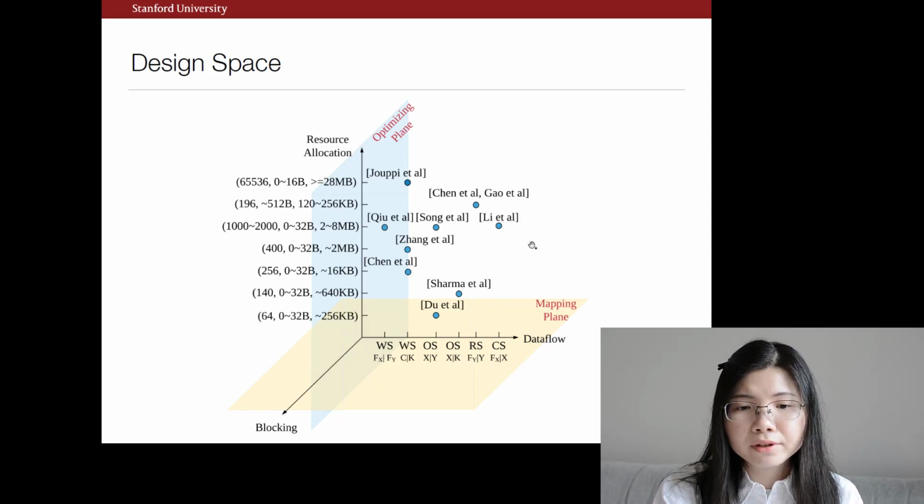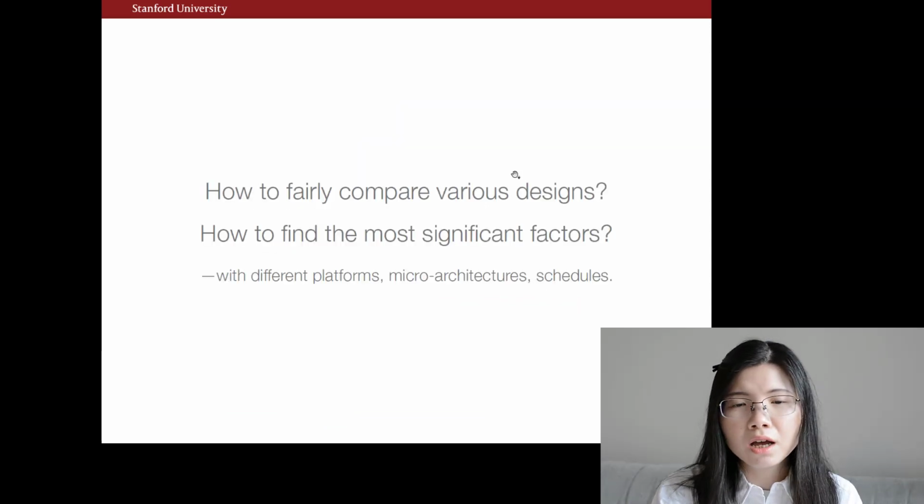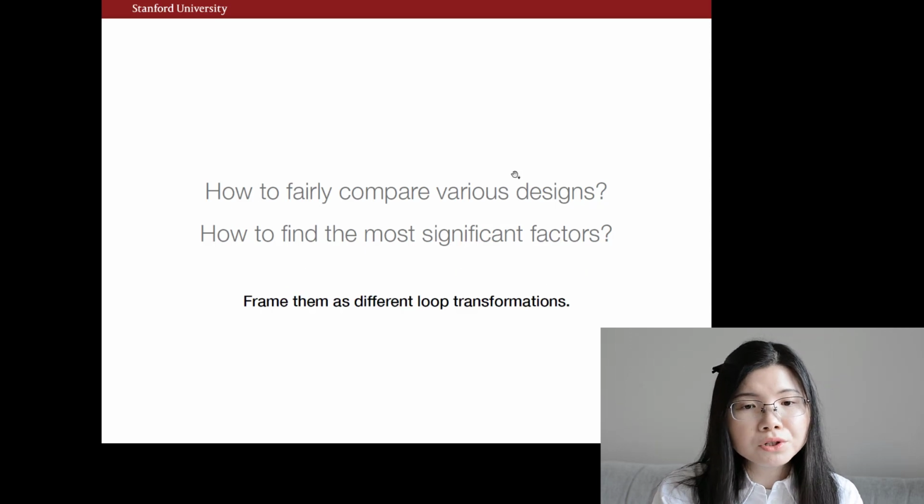We can see from this figure, the previous designs in the space are scattered around. There is no clear pattern, and thus it's very hard to fairly compare them and figure out the most important factor in the space. So that raises our first question: how to fairly compare various designs, how to find the most significant factors given the different design choices used by the previous designs. And our solution is to frame them as different loop transformations.